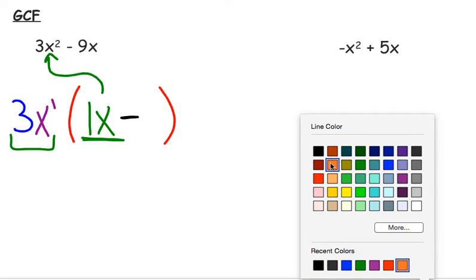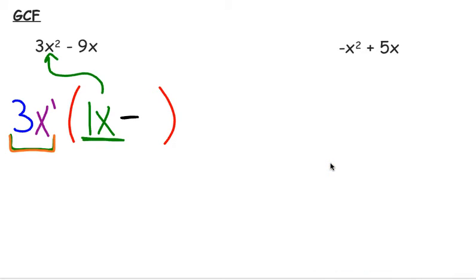We'll go orange this time. 3x times what is going to give me 9x? Well, 3 times 3 gives me a 9, and x times a 1. So technically I would write a 1 there, but you don't have to because it doesn't really matter. It's 3 times a 1. Okay. So that's how we do it.